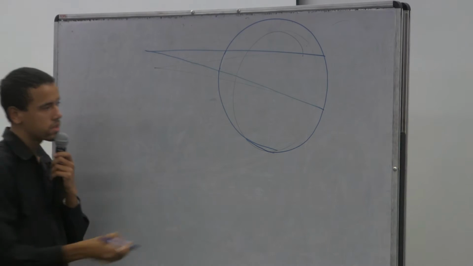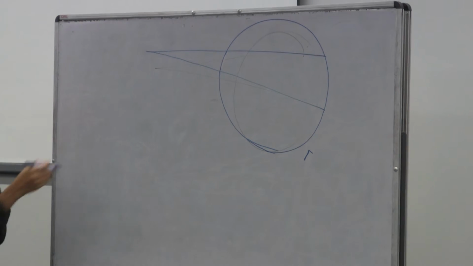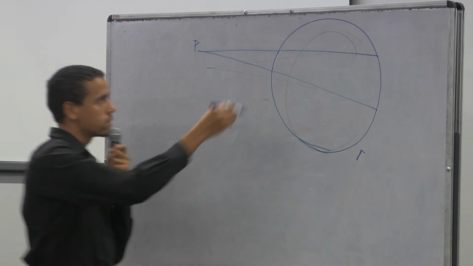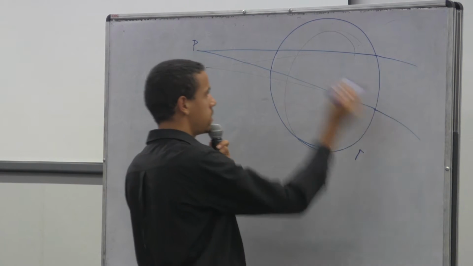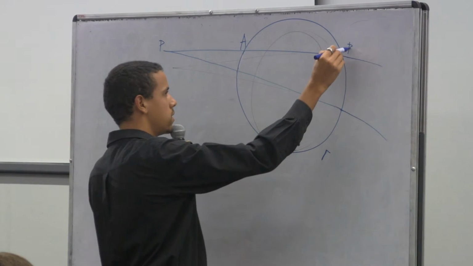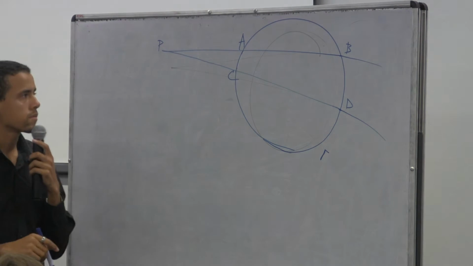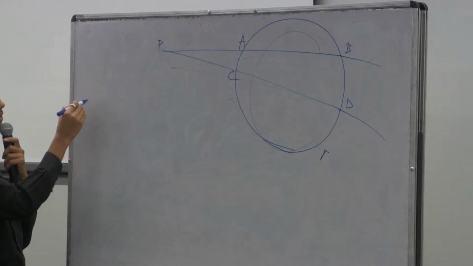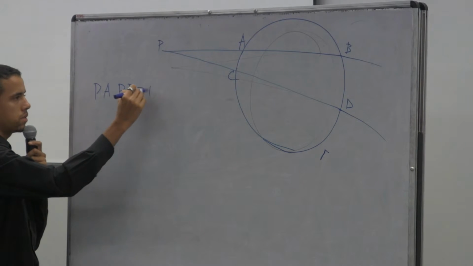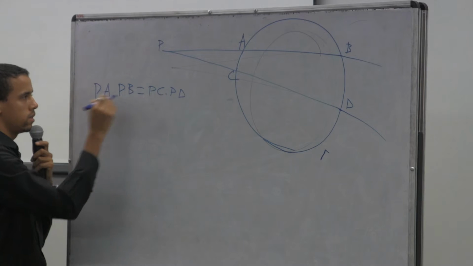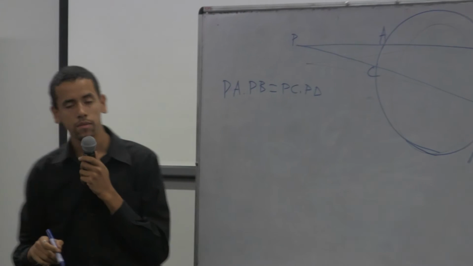Okay, so you've got a circle, gamma, and you got a point P. Let's say you've got two lines through the circle, intersect at A and B, and C and D. Okay, prove that PA times PB is equal to PC times PD. Okay.